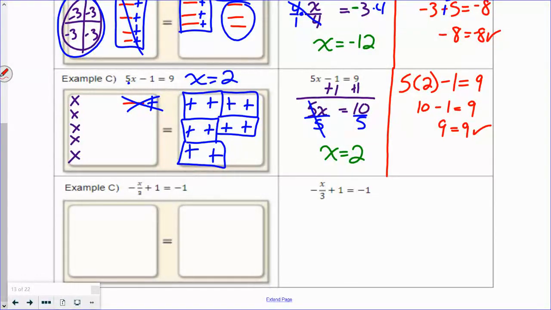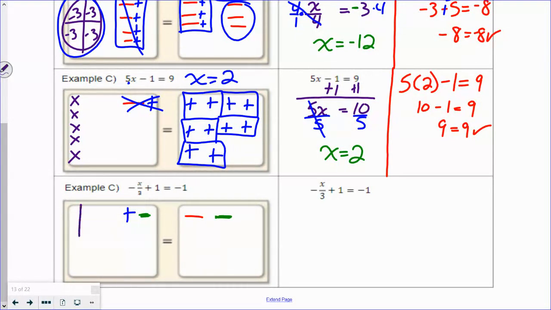I have a negative x divided by 3 plus a positive 1 equals a negative 1. If I was worried first just about the numbers, I could have a positive here and a negative here. Opposite of a negative, or a positive is a negative, and I got to add another negative. That's where we get that. Remember, whatever you do on the left side, you got to do on the right side.